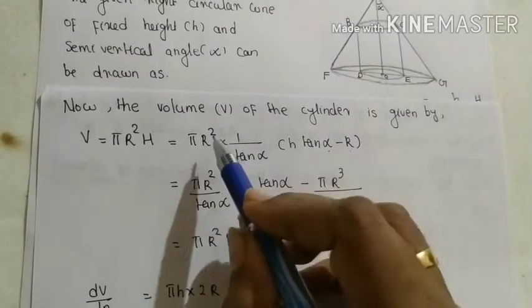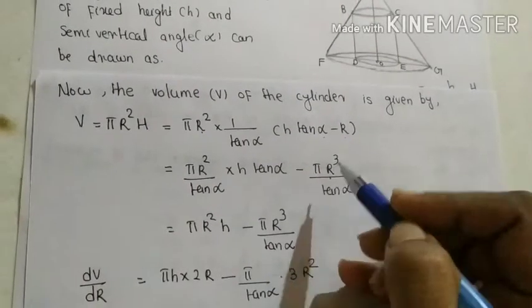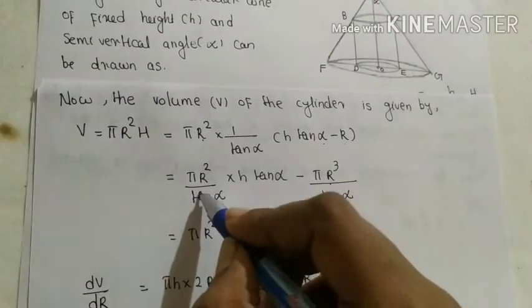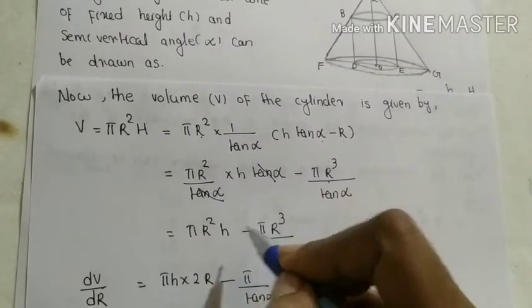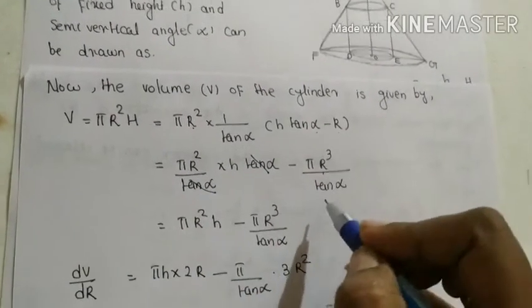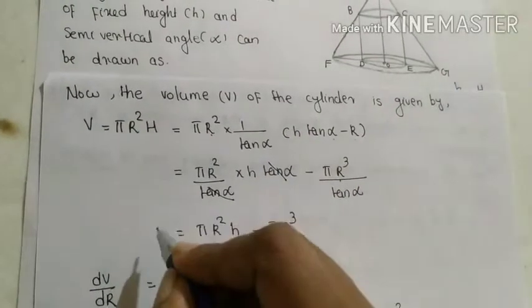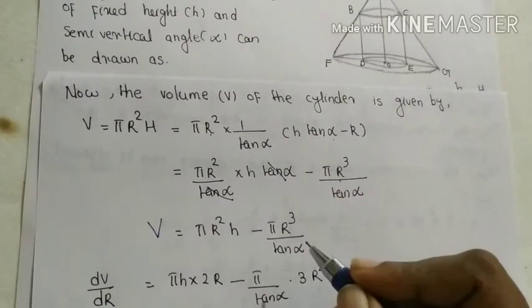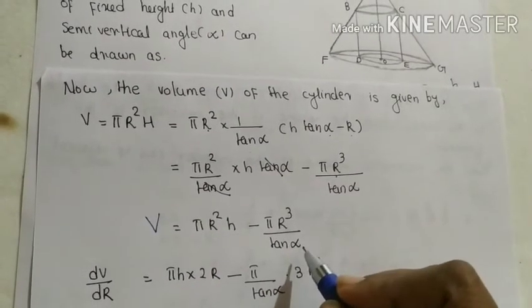Here r into r square changes to r cube. So these two tan alpha will cancel each other and we get pi r square H minus pi r cube divided by tan alpha. So this is our volume function: volume equals pi r square H minus pi r cube divided by tan alpha.